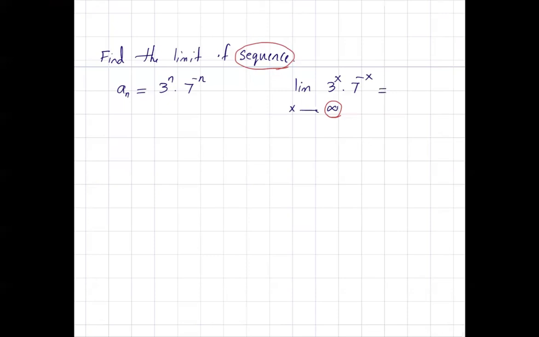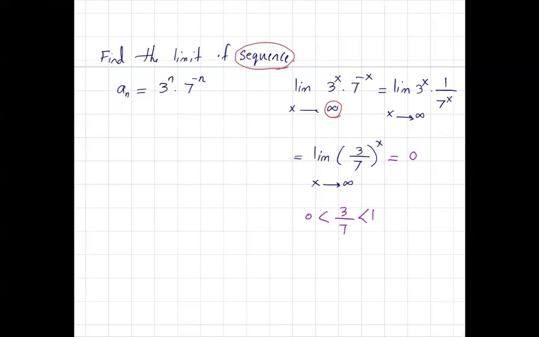Okay, this can be written as the limit of 3 to the power x times 1 over 7 to the power x as x goes to infinity. In terms of algebra, these two can be combined as (3 over 7) to the power x as x goes to infinity. So, what is the limit? 3 over 7 is less than 1 and more than 0. So, when you're raising it to a large exponent, the limit is equal to 0. So we found the limit of this function to be 0.